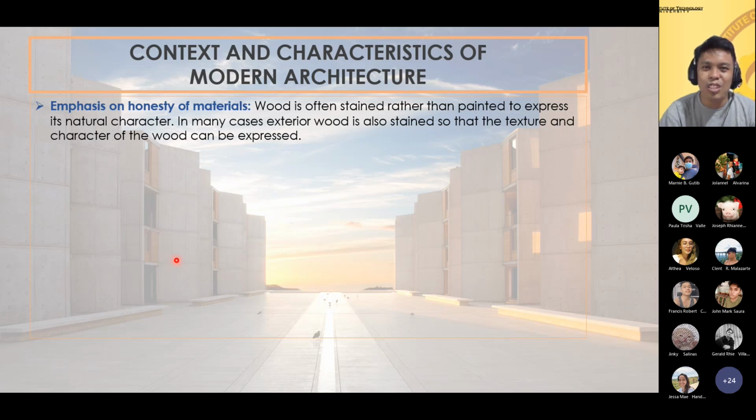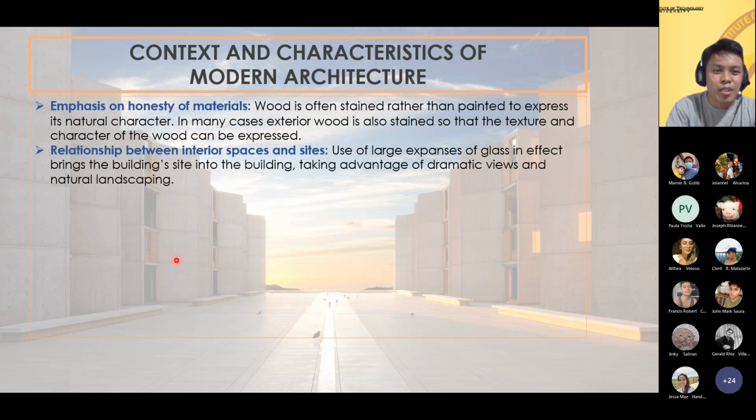I don't know how weird Louis Kahn actually was. If the material is visible, that's the story. Like for example, bricks. What do you want, bricks? You like the facade, what do you want? There it is. So, honesty of materials is what Louis Kahn did. The relationship between interior spaces and sites. So, this is the design of organic architecture by Frank Lloyd Wright.